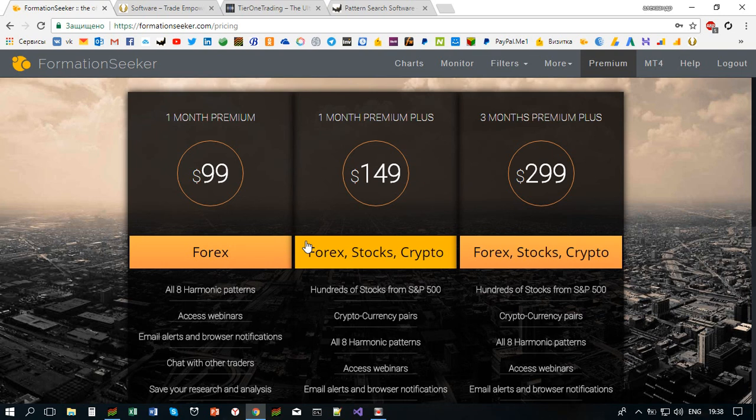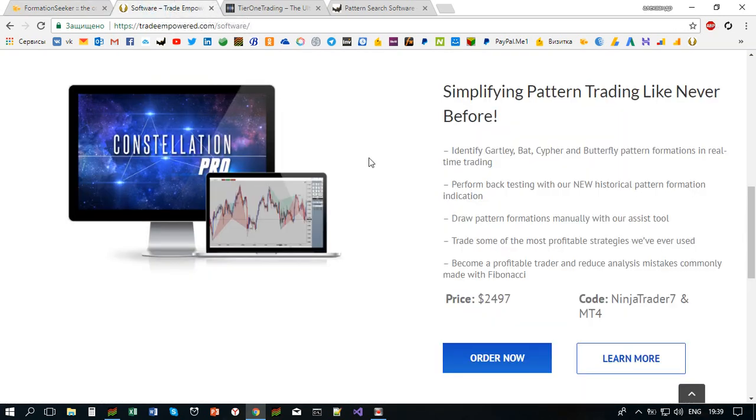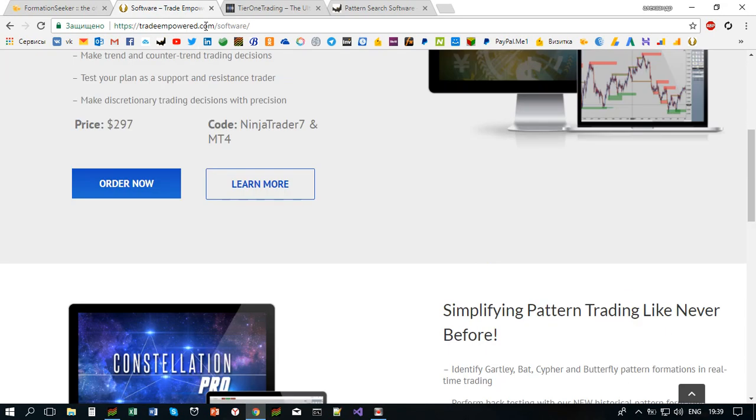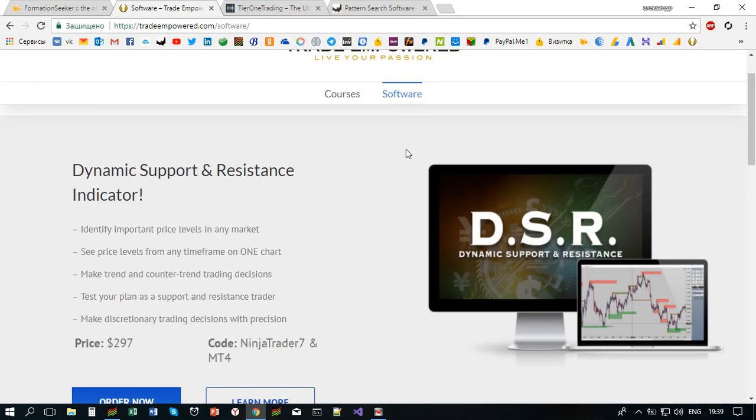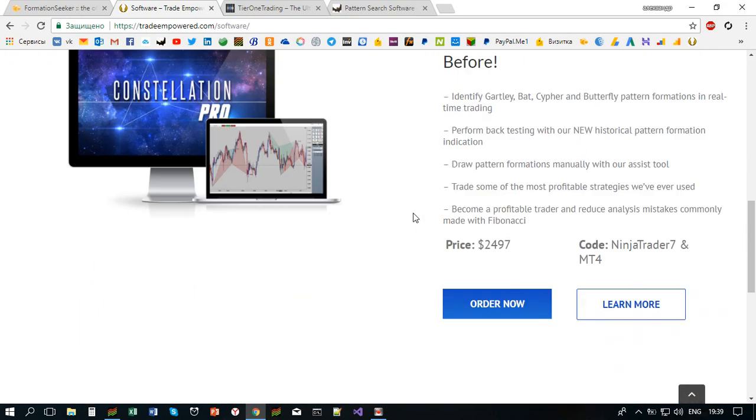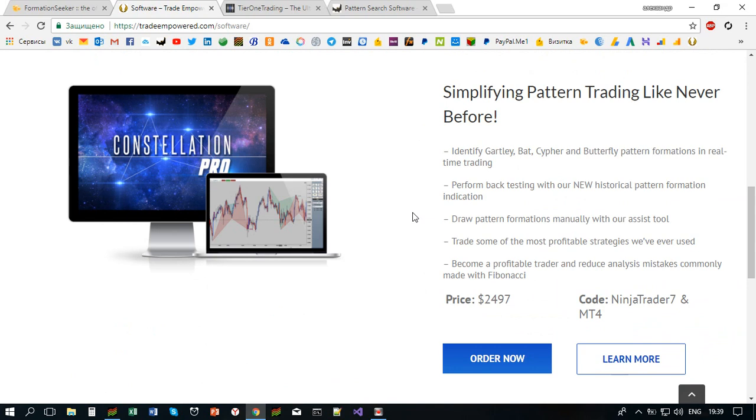I want to have an advanced pattern software, well, you are welcome. You can do it two ways. The old way is to purchase the Constellation software from Trade Empowered, from tradeempowered.com/software. You see the software of Trade Empowered. This is the official software. It is called the Constellation software. It identifies Gartley, Bat, Cipher, Butterfly pattern formation, real-time trading, performs back testing. It is the new feature: new historical pattern formation indication. It is a new historical feature to find backtesting patterns.